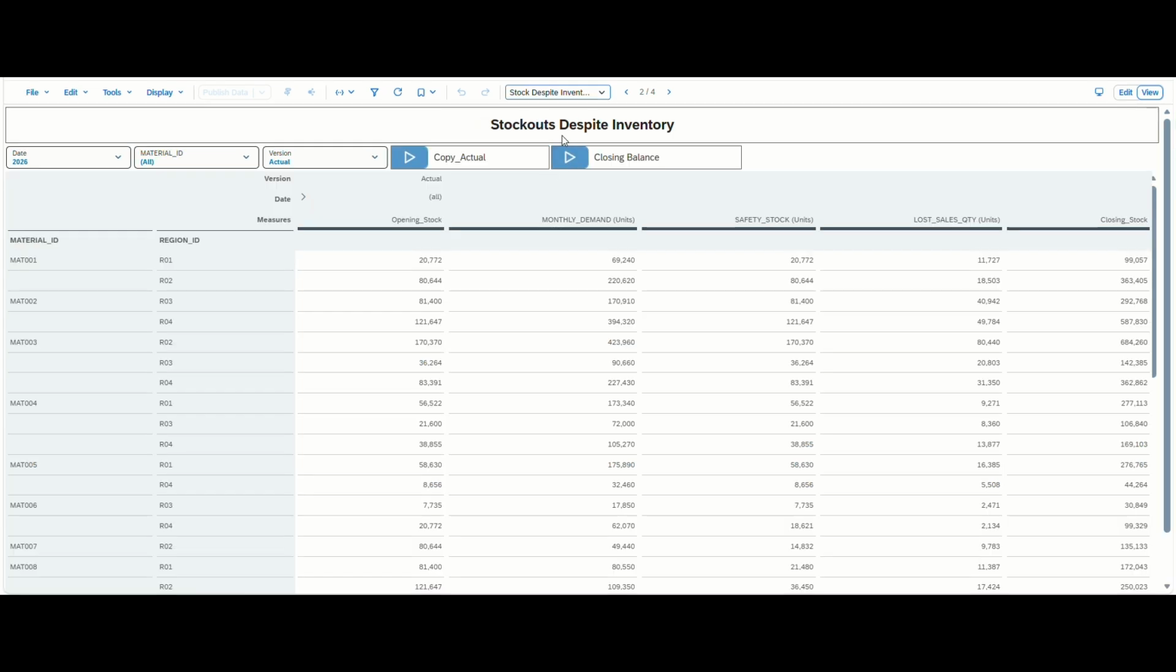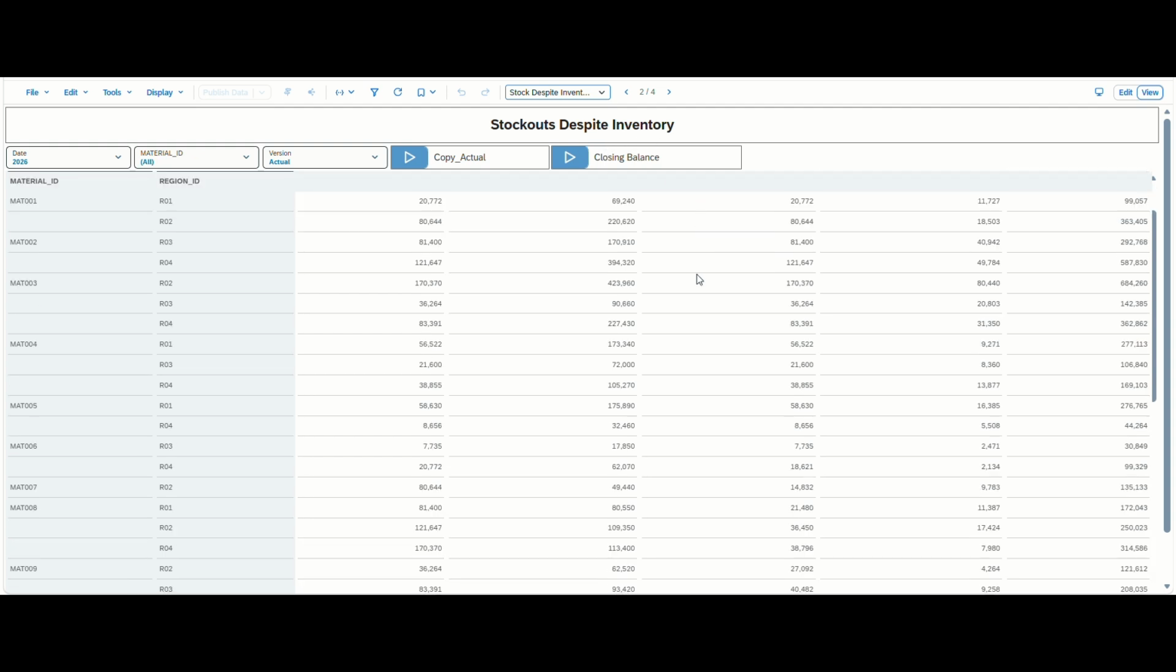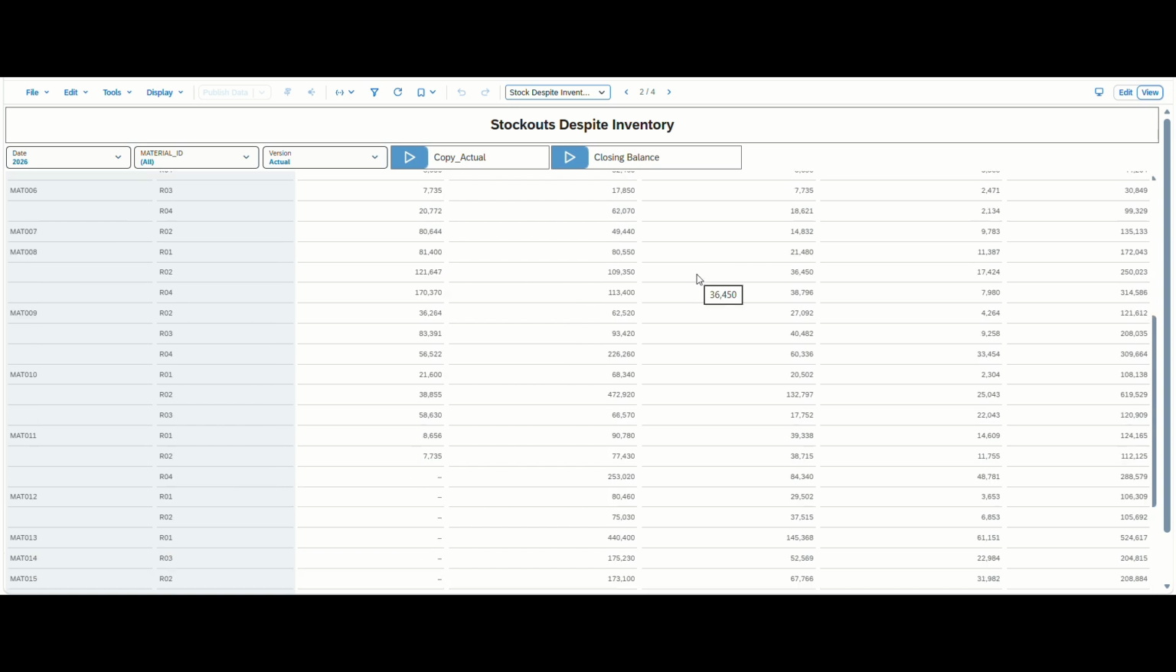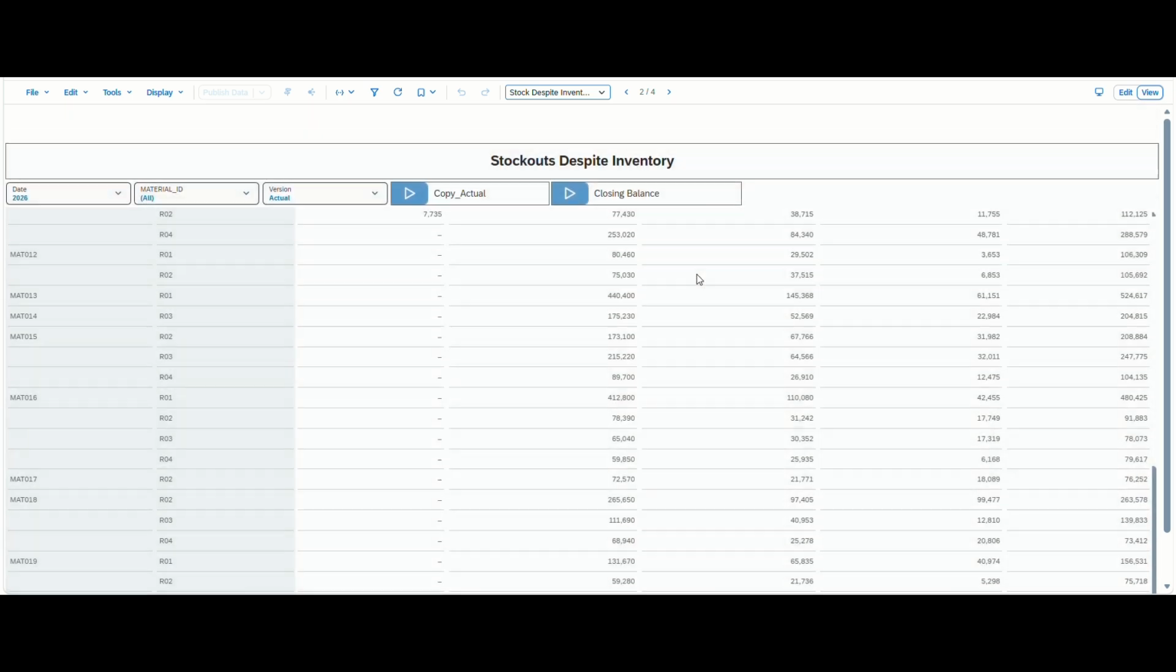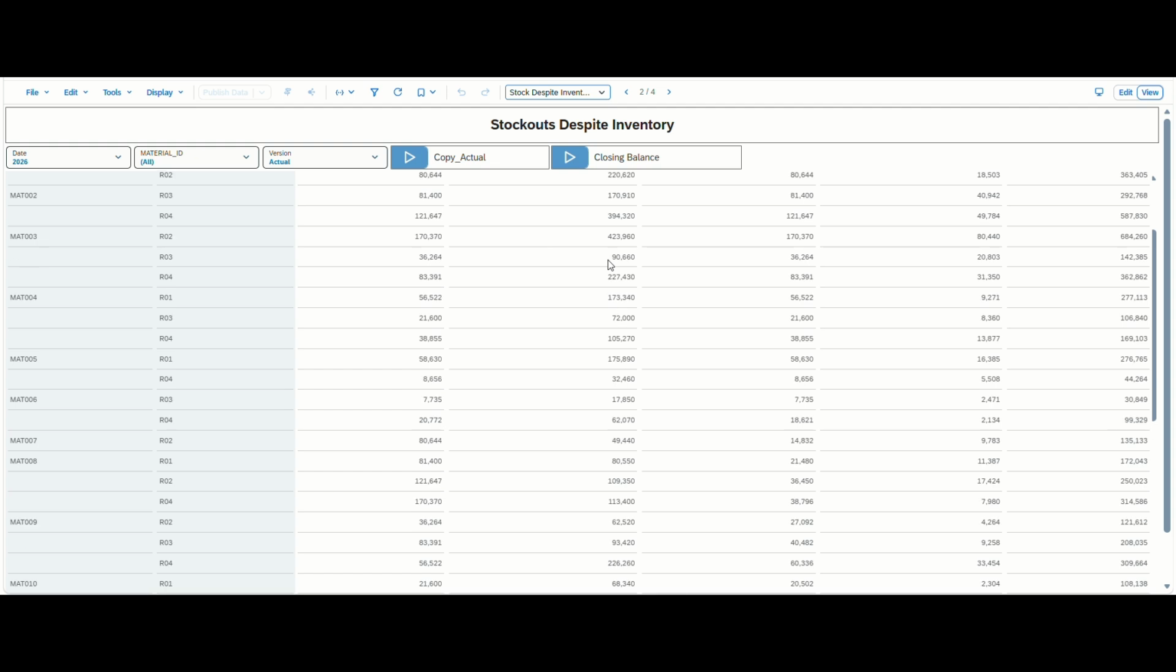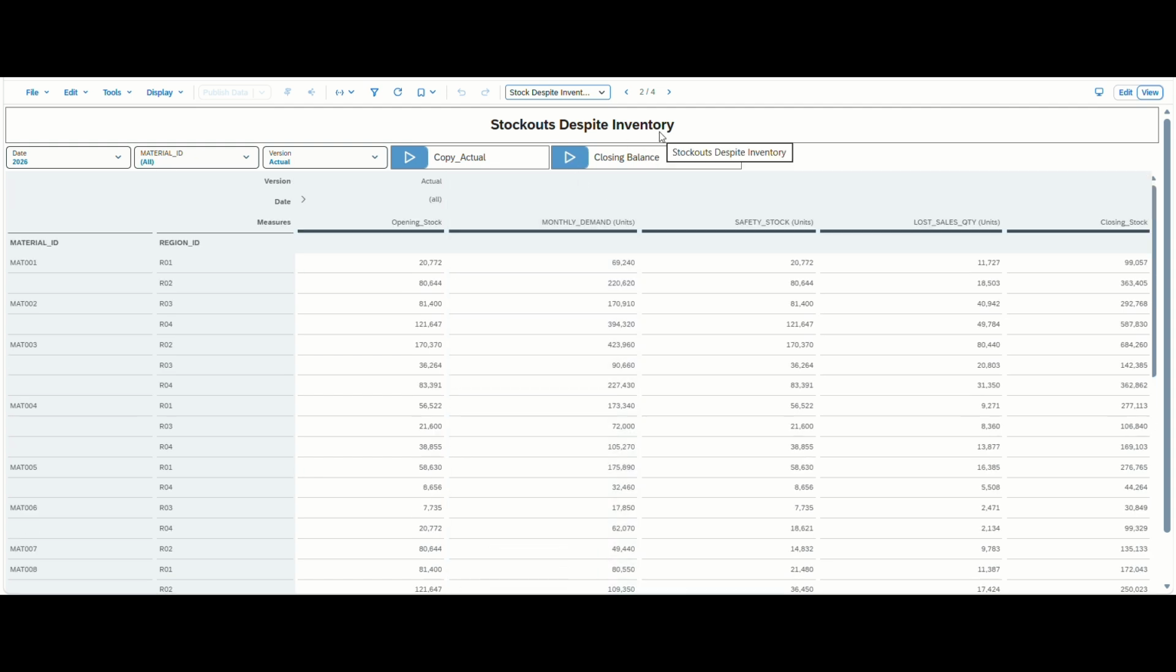Now, let's move to the second page of the dashboard, the Stockouts Despite Inventory Detailed Analysis page, focused on inventory imbalance and fulfillment gap analysis across materials and regions. This page provides detailed visibility into situations where stock is available within the supply chain, yet customer demand is still not fulfilled efficiently. We begin with the key operational measures. The opening stock metric provides visibility into the inventory available before demand fulfillment activities begin.